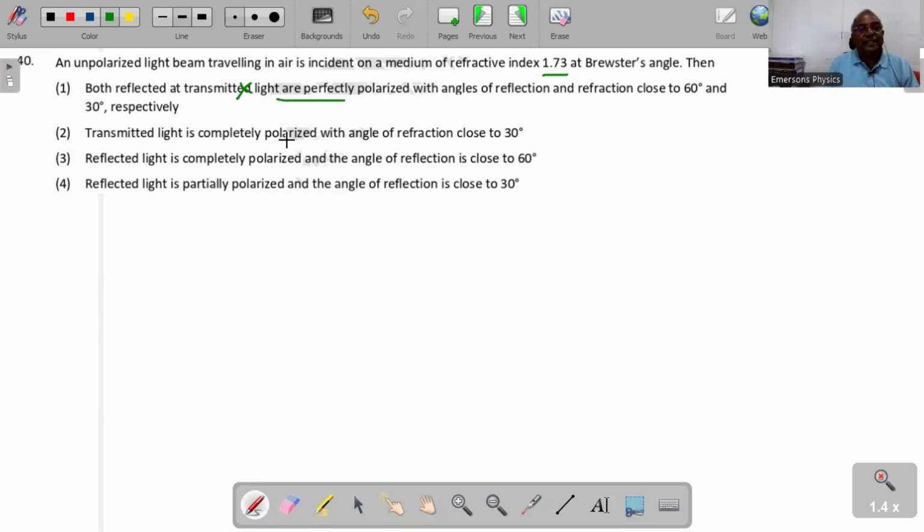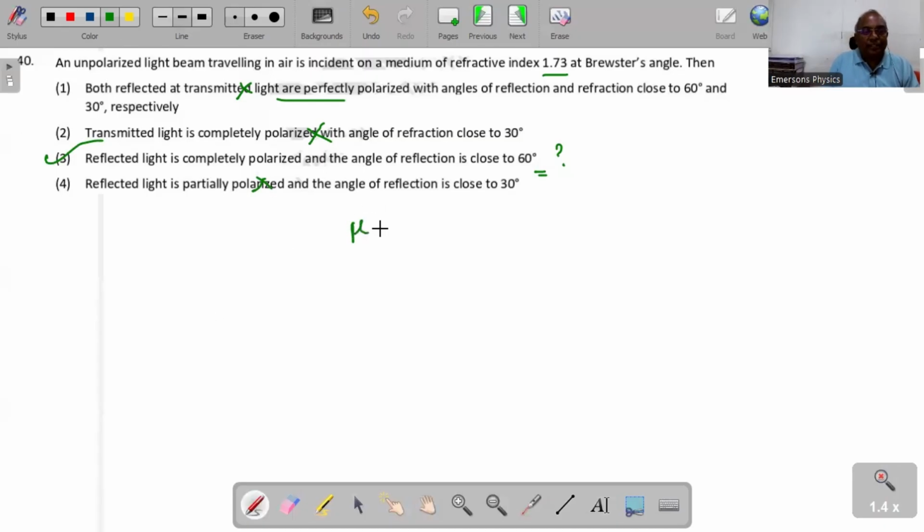Transmitted light is completely polarized. That is also wrong. Only reflected light is polarized. Reflected light is completely polarized and angle of reflection is close to 60 degree. This may be correct. Reflected light is... that is also wrong. So this should have been the answer. Anyway, I'll do it.